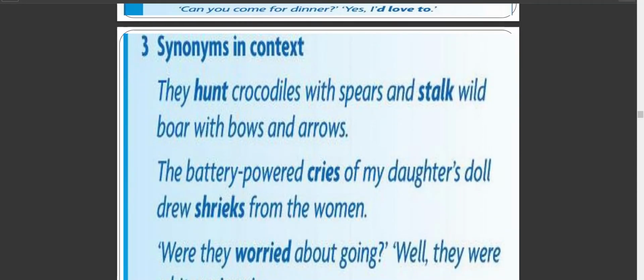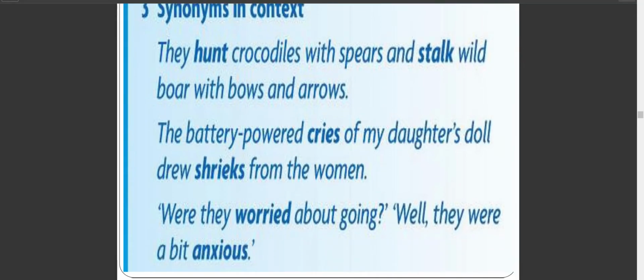مفردات في صيغة في النص. They hunt crocodiles, the spears and stock. Wells bore the bows and arrows. The battery powered cries of my daughter's dog shrieks. Okay, المقصود من هذا النص أنه هناك مفردات hunt, stock, shrieks, cries, word. هذه هي عبارة عن مفردات نأخذها من النص.